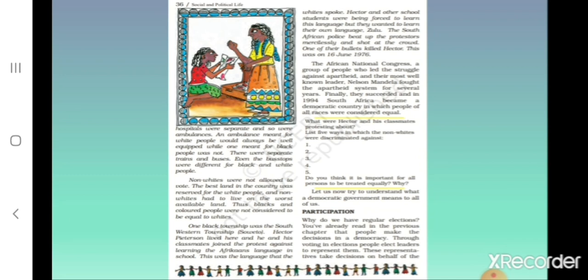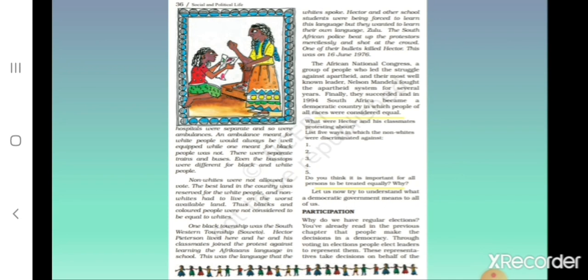And Soweto, that is South Western Township, was one black township where Hector Peterson lived and joined the classmates and protested against the learning of the Afrikaans language in school. They wanted to learn their own language, that was Zulu. So the South African police beat up the protesters mercilessly, and they shot at the crowd, and one of their bullets killed Hector. This was on 16 June 1976.